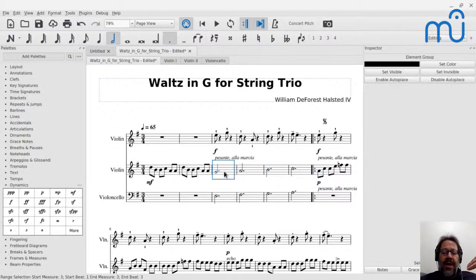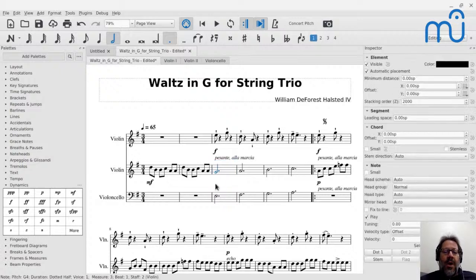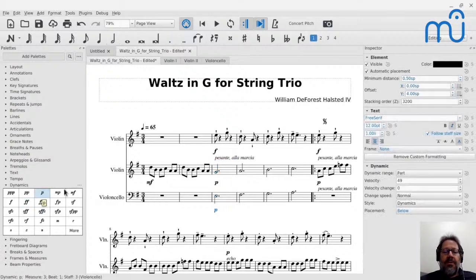So let's hear what this sounds like. I need to make these guys quieter, right? So let's give them a piano.